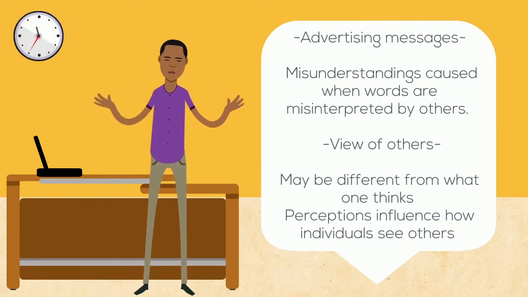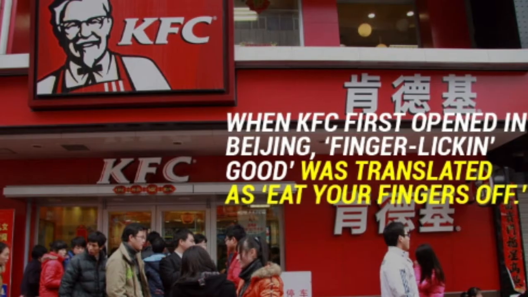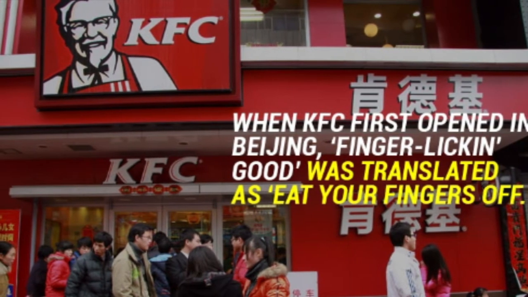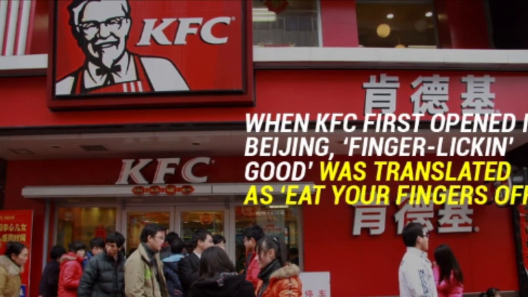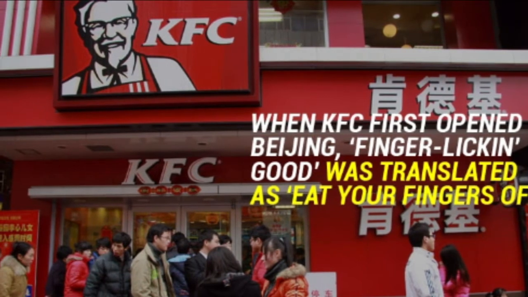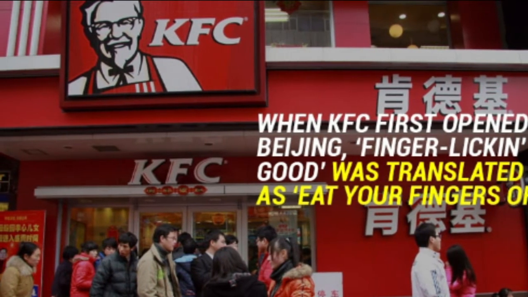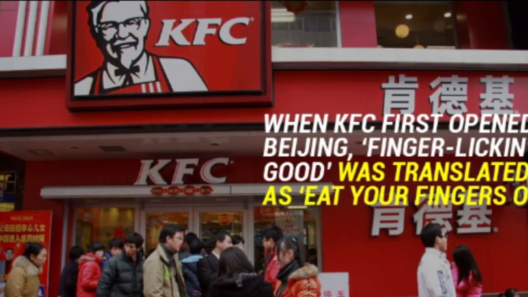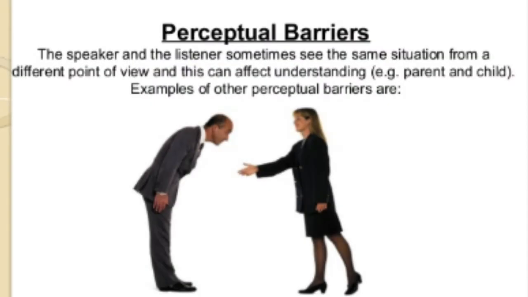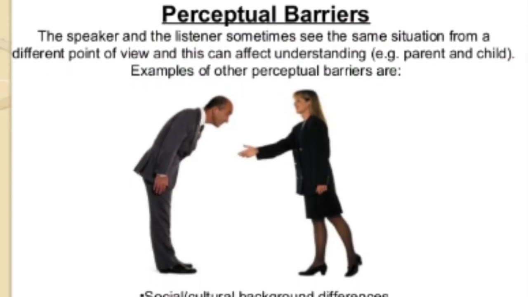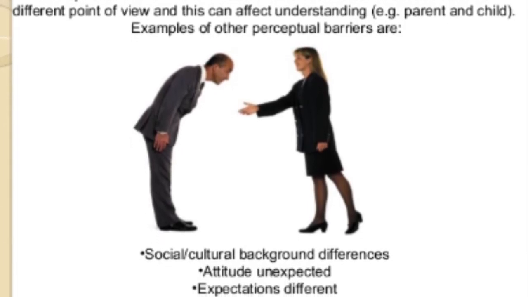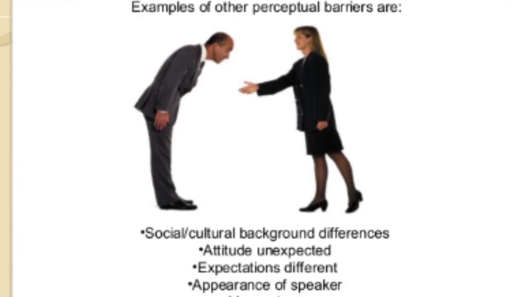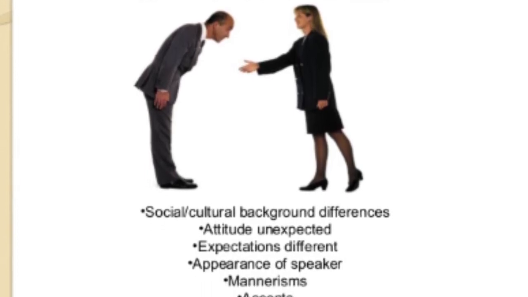For example, the KFC catchphrase "finger licking good" in China was misinterpreted as "eat your fingers off." Thus, managers should be very careful when translating messages, as some common phrases in one country will not mean the same thing in others. View of others. Perception influences how individuals see others. This is because how others see us may be different than we think. For example, most Americans see themselves as extremely friendly, outgoing and kind, but at the same time, they are not aware of the negative impression they give to others.